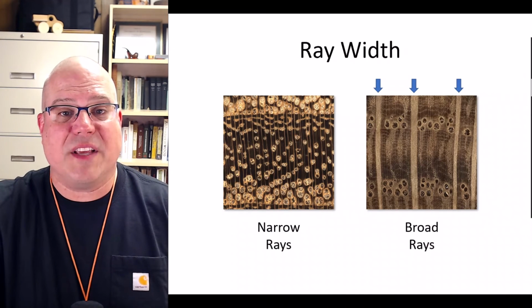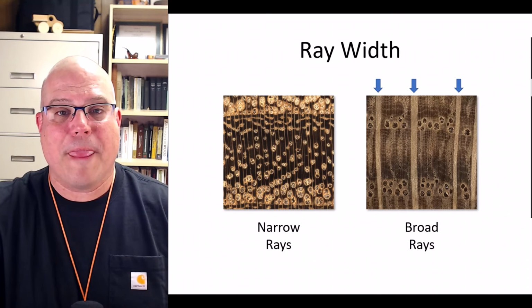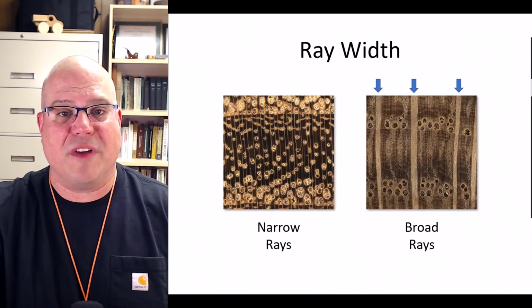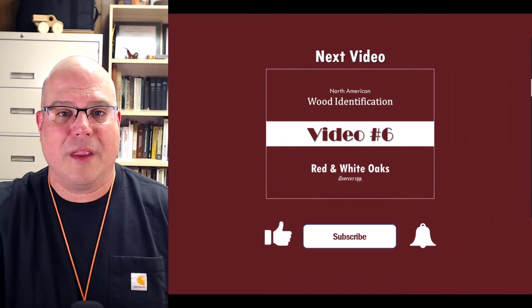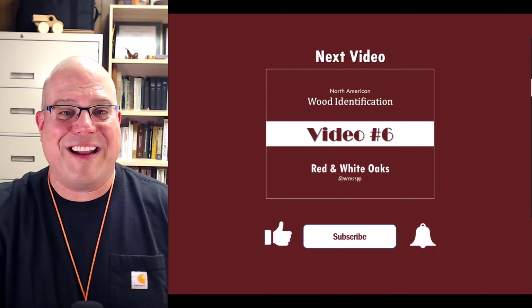And those are all the basic features you'll need to identify the hardwoods we'll show you in the next few videos. There are actually a few more features like parenchyma that you'll need for harder to identify woods, but we'll cover those in future videos when we need them. For now, get ready to apply what you've learned so far in our next video on identifying red oak and white oak.